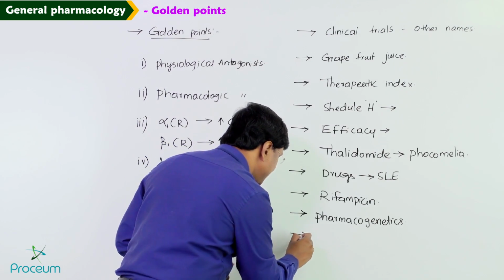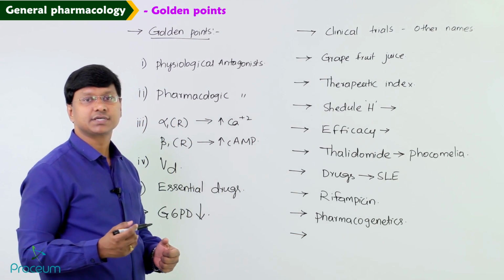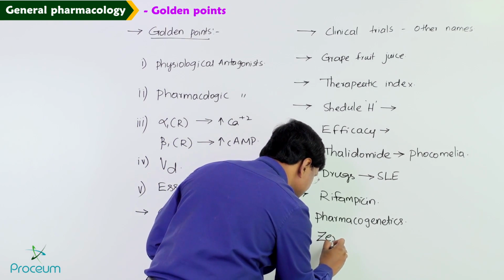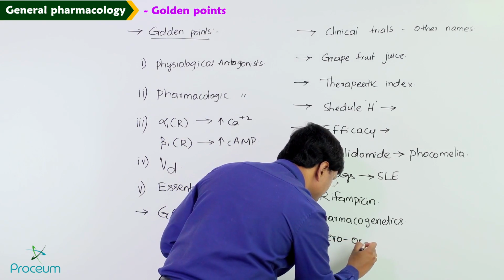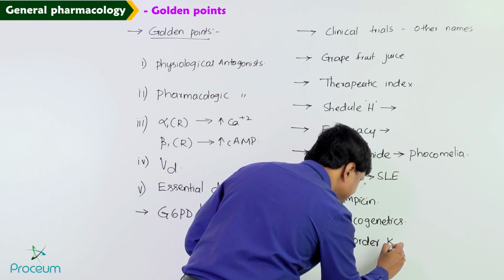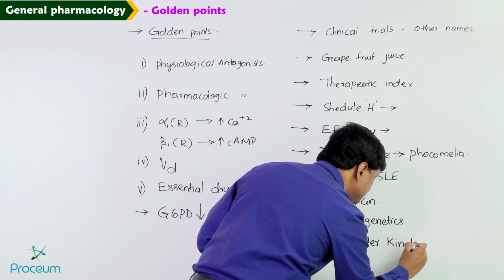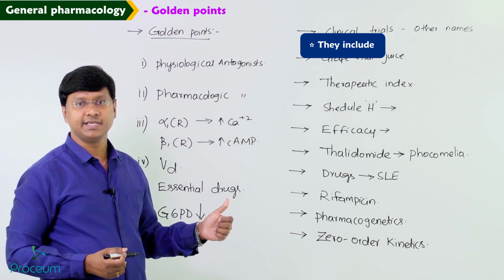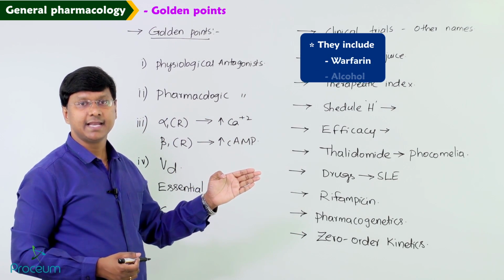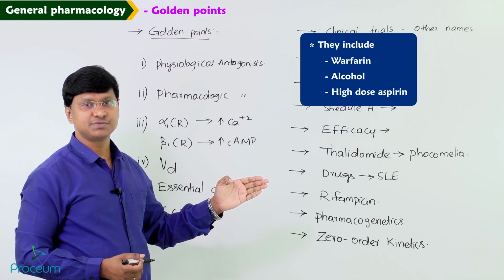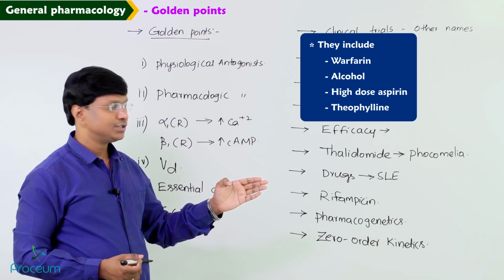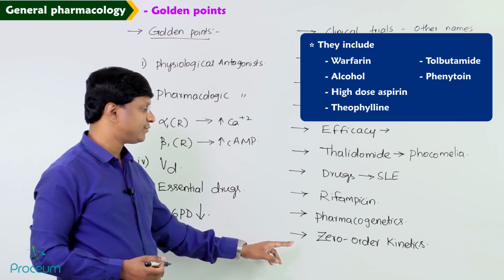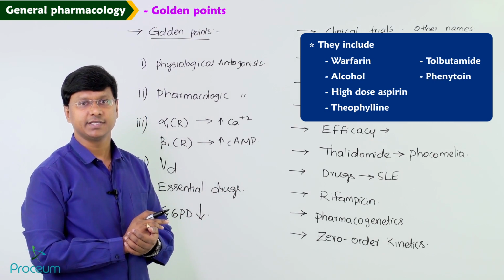Next, later on we have discussed the drugs which follow zero order kinetics. This is a very important multiple choice question. Remember, the drugs which follow zero order kinetics include warfarin, alcohol, high dose aspirin, theophylline, tolbutamide and phenytoin. So these are the drugs which follow zero order kinetics.